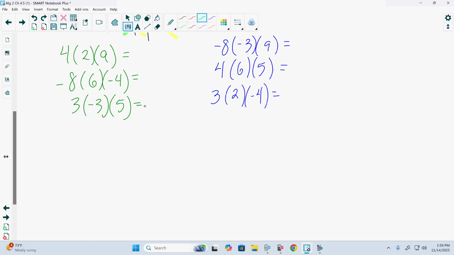Questions on how we found these diagonals and these products of numbers? Now we need to multiply. So we can start with 4 times 2 times 9. Well, 4 times 2 is 8. 8 times 9 is 72.